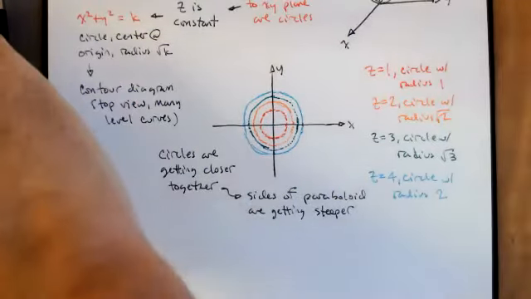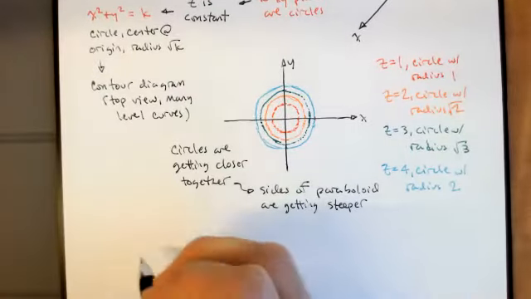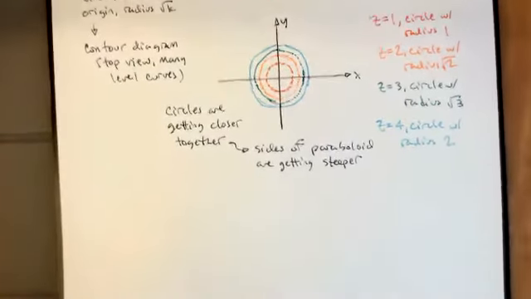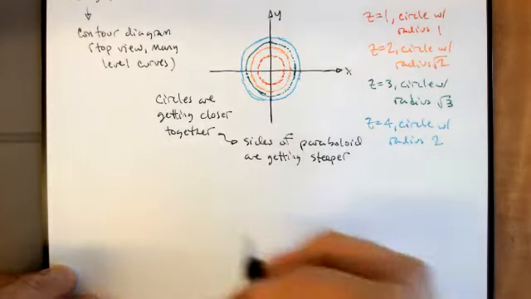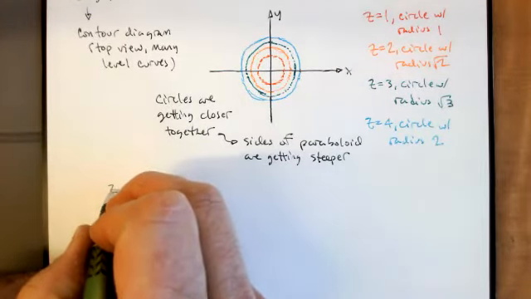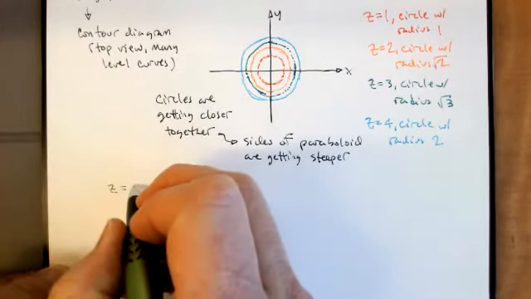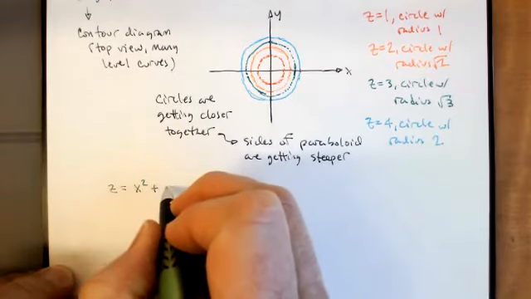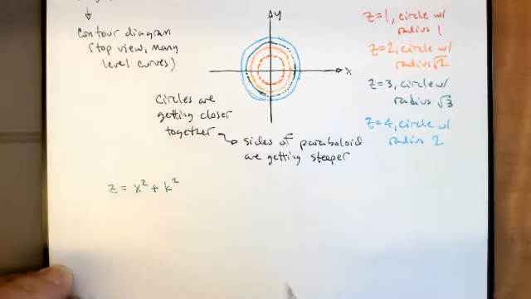So if y is constant, then our equation will look like z equals x squared plus k squared, where k is just a constant.